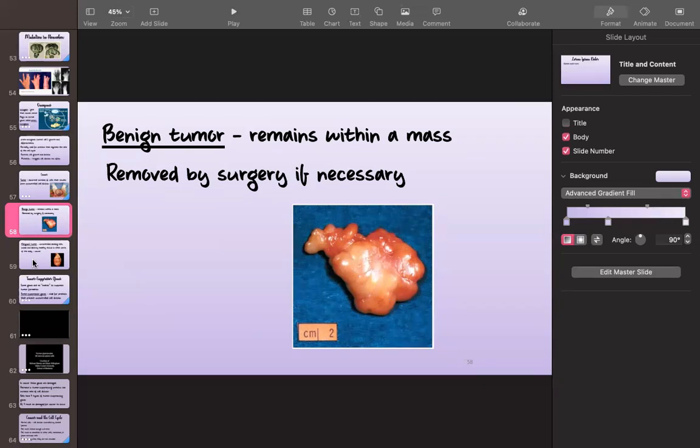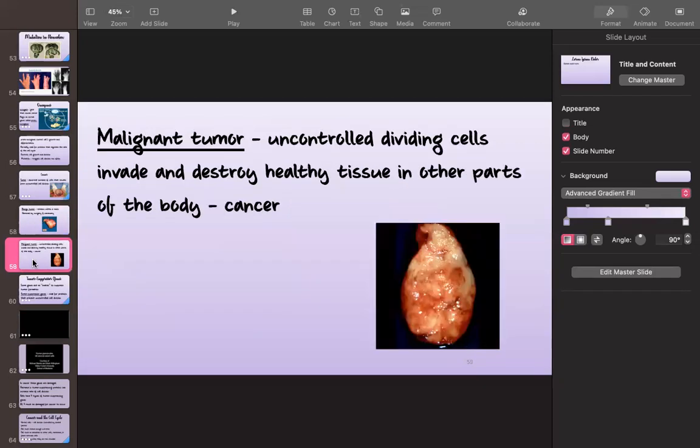Now, the second kind of tumor is the bad one. This is called malignant. This is when the cells within the tumor are going to break off from the mass of the tumor. They're going to travel through the body, and they're going to cause tumors to develop in other parts of the body. When that happens, that process is called metastasis.